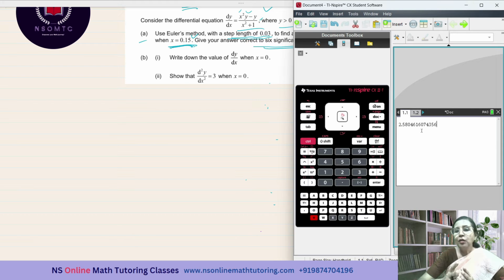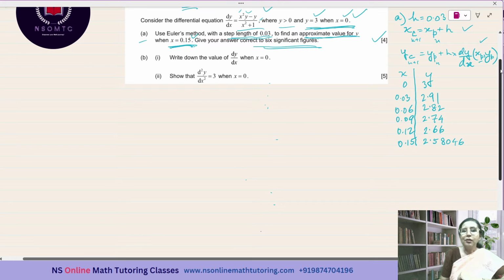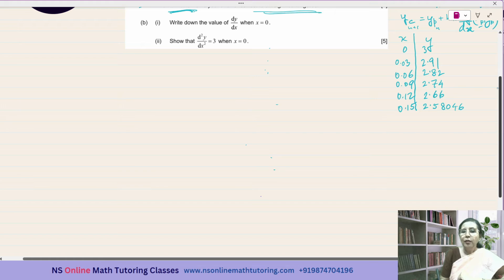Okay, if you are not sure, this is a better way of testing whether the answer that they have displayed is correct to six significant figures or not. Just copy that and bring to the calculator page, and if you paste it, you will be getting all the digits. Okay, so this will be the answer actually. So the y value, and again it is an approximate value, so I am using this symbol. It is 2.58046, correct to six significant figures.